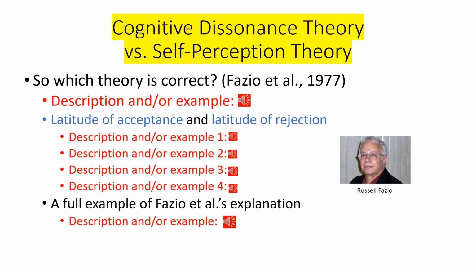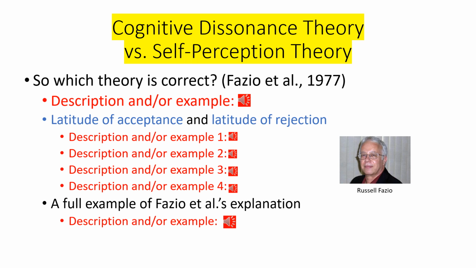Fazio and his colleagues began their argument that dissonance and self-perception are both right, just in different situations, by stating that we have to understand the difference between the latitude of acceptance and the latitude of rejection. Latitude of acceptance is a situation where you are saying or doing or feeling something that is different from what you originally thought or felt or did, but it's not all that different. It's really pretty close. And then latitude of rejection would be where this new thing you're doing or thinking or feeling is really different. It's way different or in contrast to your original thoughts or your original attitude or your original behavior.